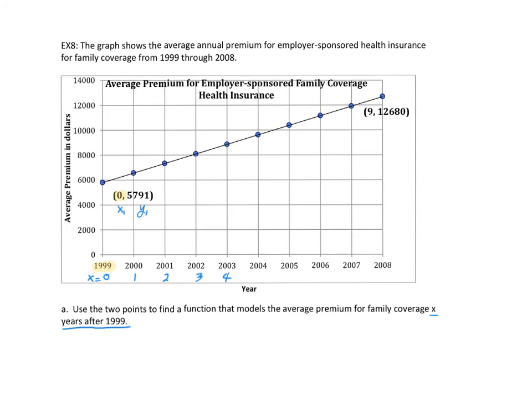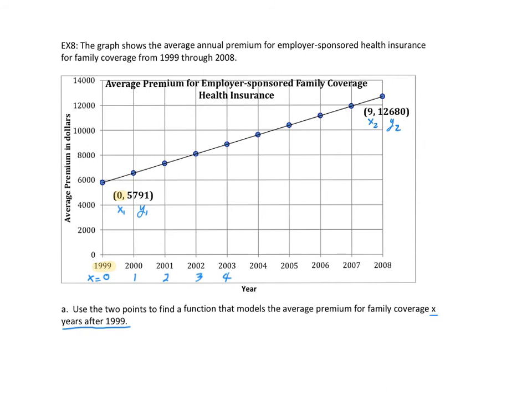So let's see. We have to use the 2 points to find a function that models the average premium for family coverage X years after 1999. So I have 1 point, and then my other point is X sub 2 is 9, the Y sub 2 is 12680. So let's look at this first point.